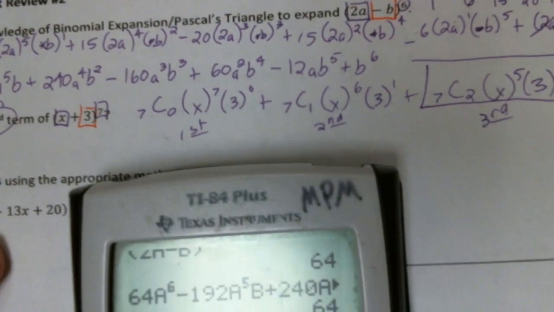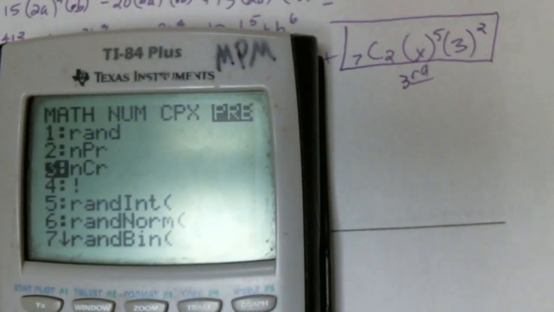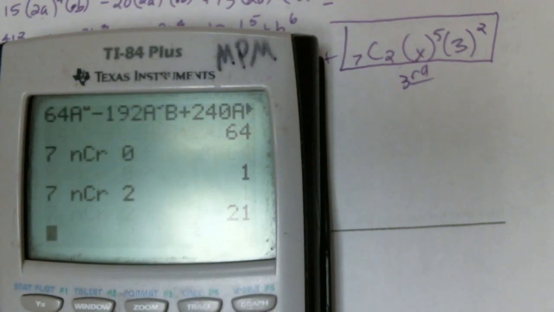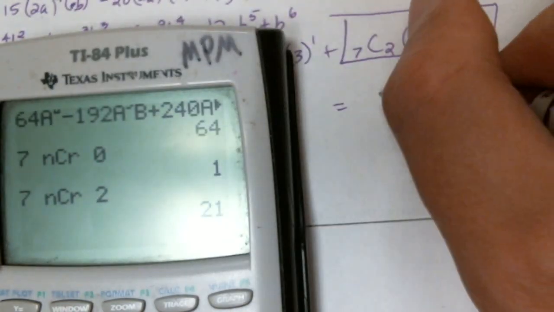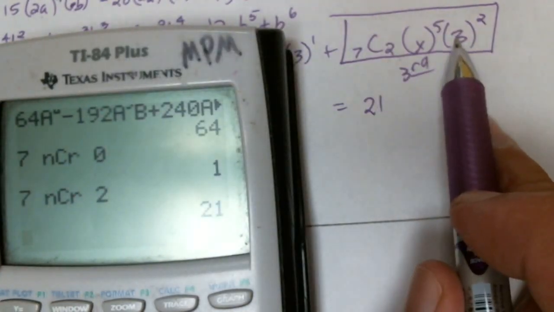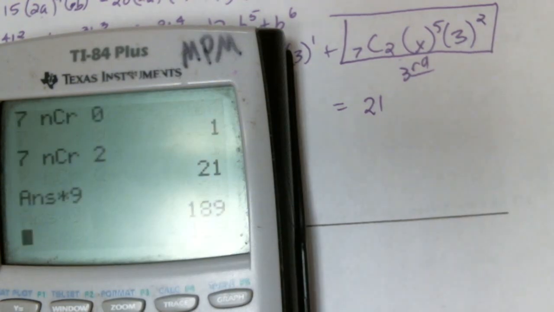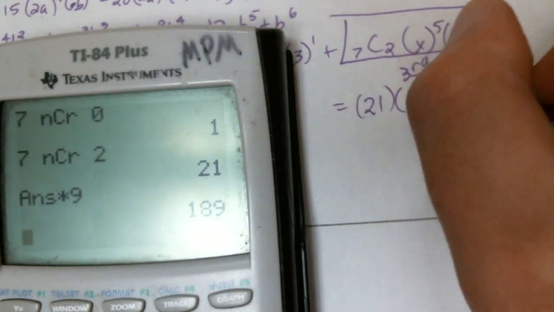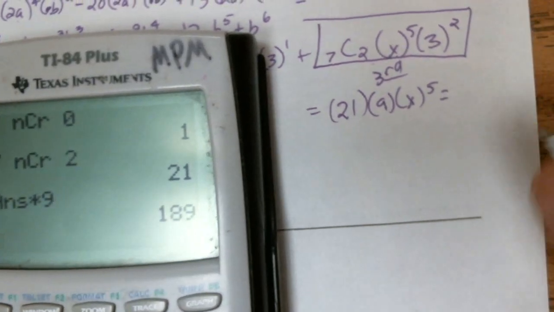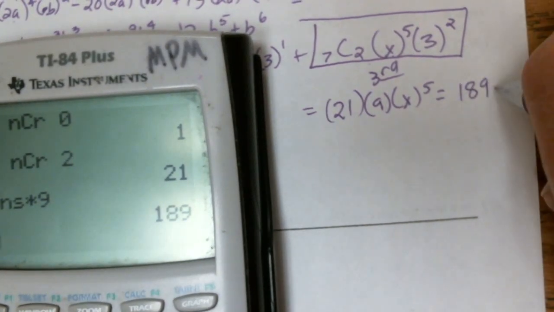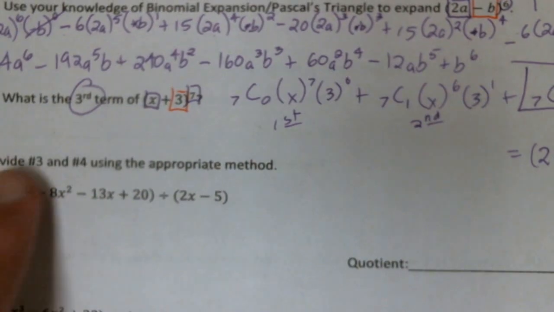On my calculator, I need to do 7, math, probability, 7 choose 2. So that gives me that number, which is equal to 21. And then now I've got to raise 3 to the second power, which is 9. So 21 times 9 is going to give me that number. Now I still have this x to the 5th. So this is going to give me 189 x to the 5th power. That is the third term in this expansion.